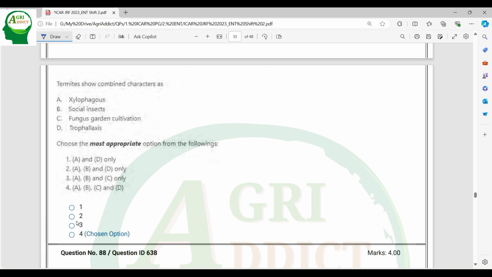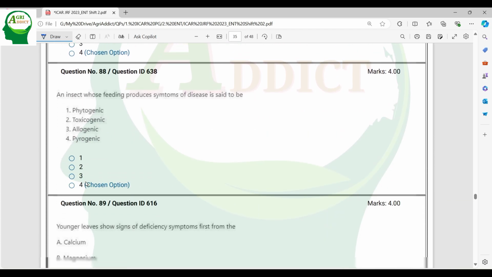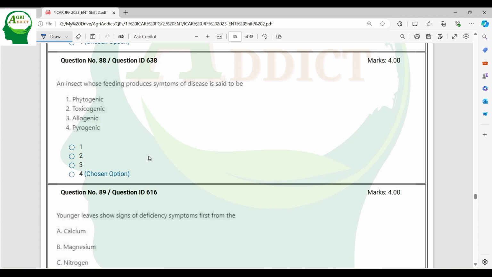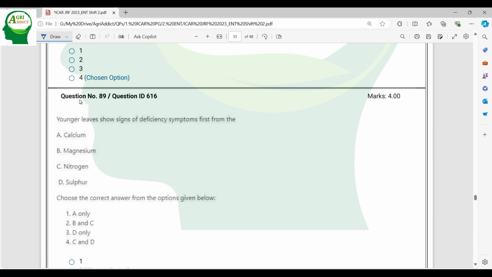Termites show combined characters as xylophagous, or wood borers. Yes, wood feeders, it is correct. Then social insects, yes, they are very social insects. Then fungus garden cultivation. Yes, you know that they mainly cultivate the fungal garden. Then prophylaxis, yes, it is also found in termites. So all ABCD are correct here, the combined characteristics of termites. An insect whose feeding produces symptoms of disease is said to be toxicogenic. This question was also there in paper 1.